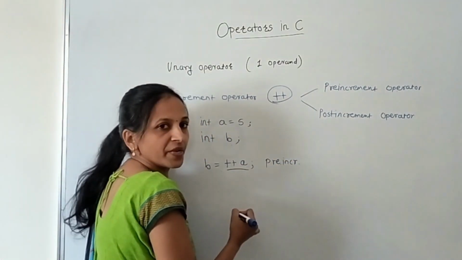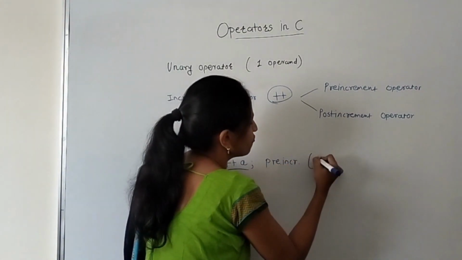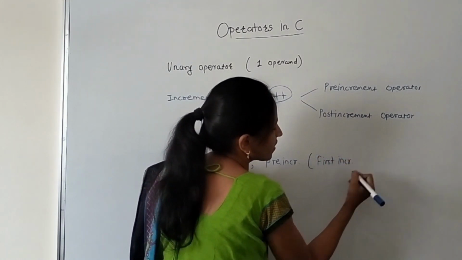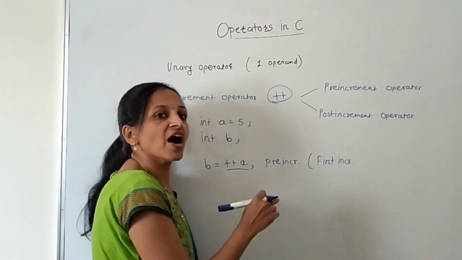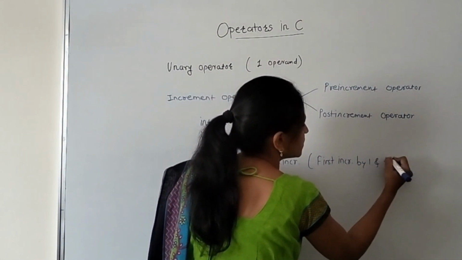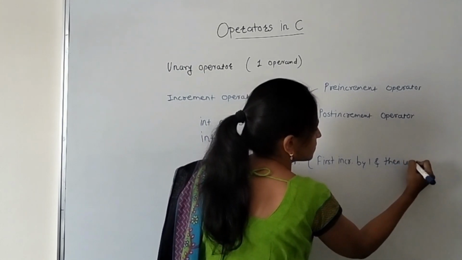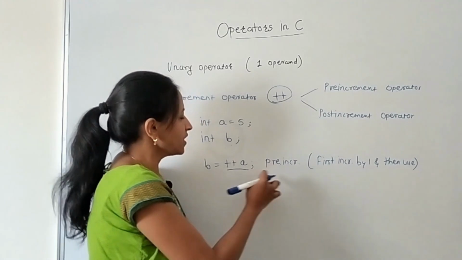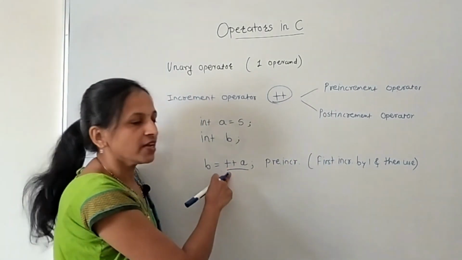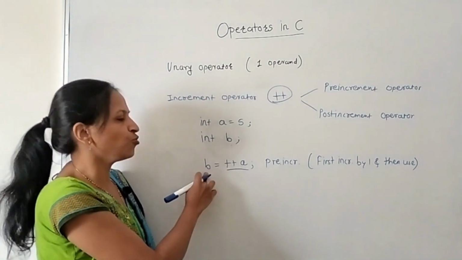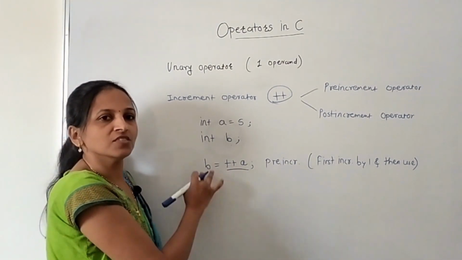What is the meaning of pre-increment? That means first increment the value of the variable by 1 and then use it. In this way. Getting? Meaning here is first increment the value of that variable by 1, and then assign that value to b, then use it.